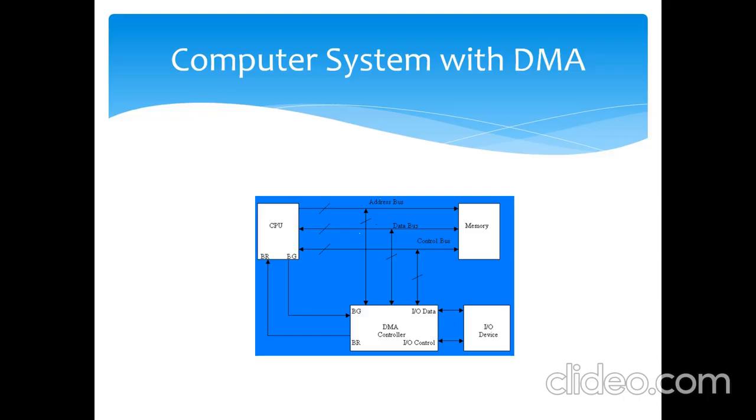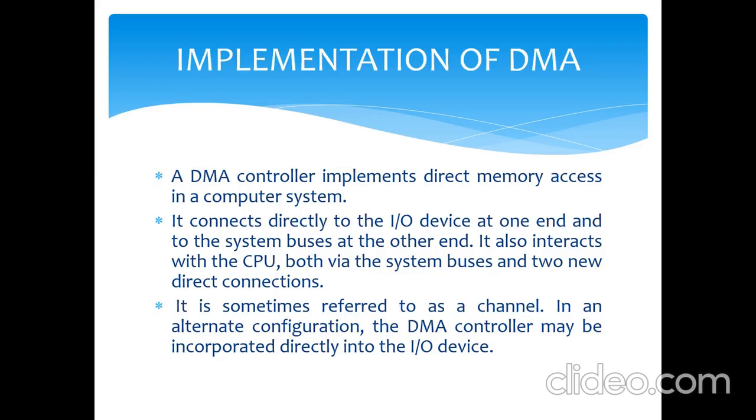We get the output through bus grant. With the implementation of DMA, the DMA controller implements direct memory access in a computer system. It connects directly to the IO devices at one end and to the system bus at the other end. It also interacts with the CPU, through both the system bus and two new direct connections. It is sometimes referred to as a channel. In an alternative configuration, the DMA controller may be incorporated directly into the IO device.